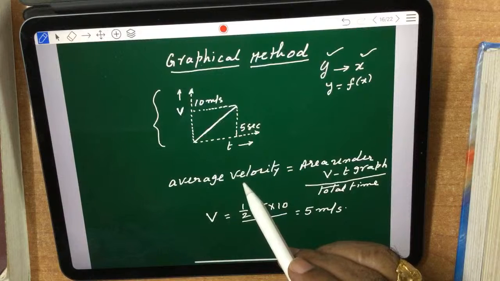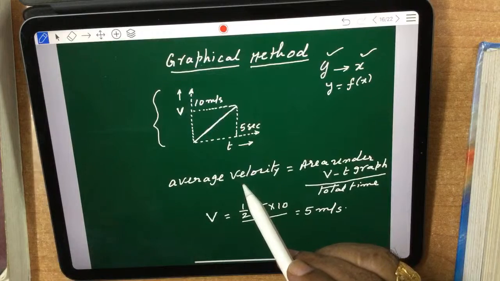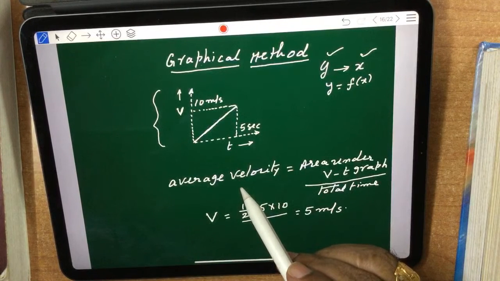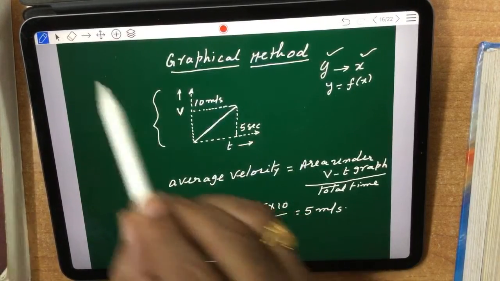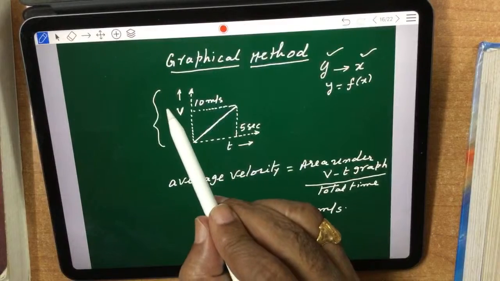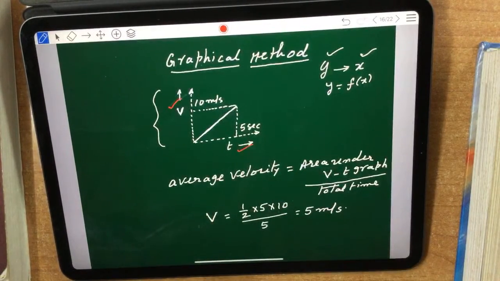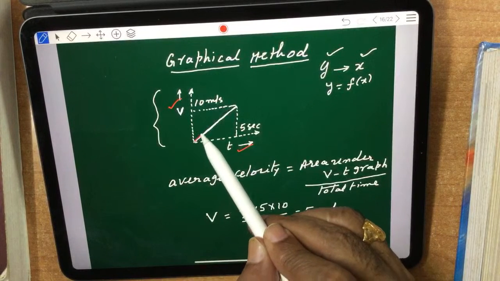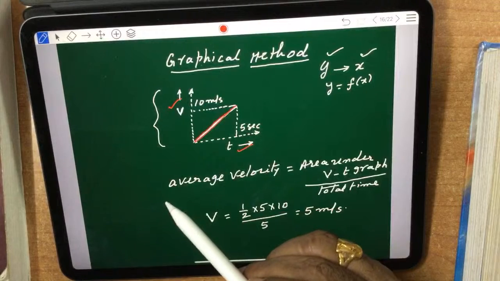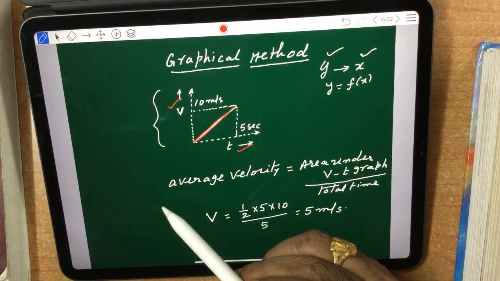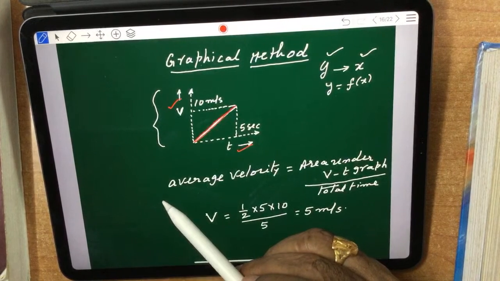Especially in physics, especially in JEE, at least 30% of questions involve graphs. You have to understand the meaning of the graph. So a graph is a pictorial representation of a mathematical equation. So look at this graph. In this graph, velocity is varying with time linearly. If the graph is a straight line, we call it linear. It can also be non-linear.